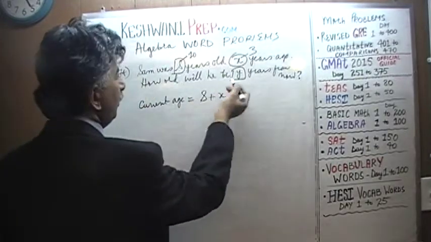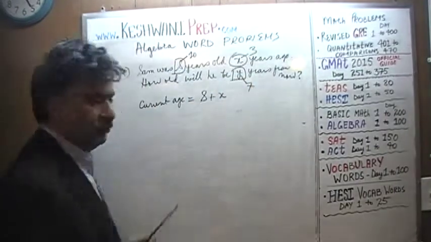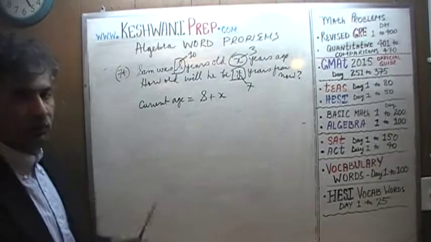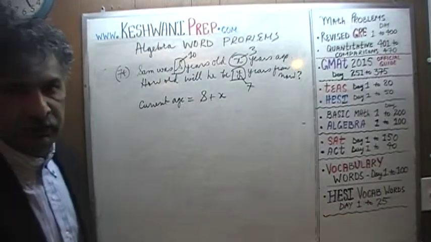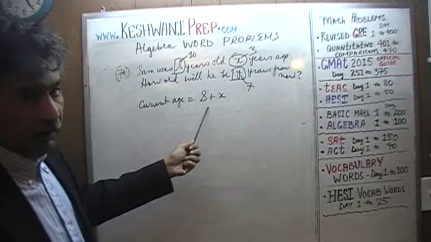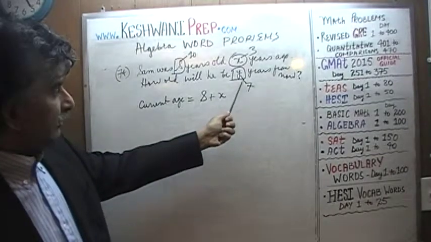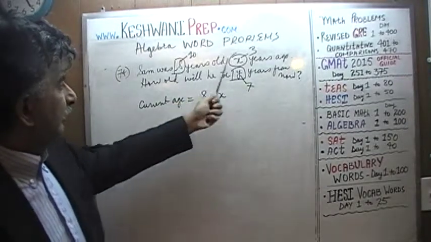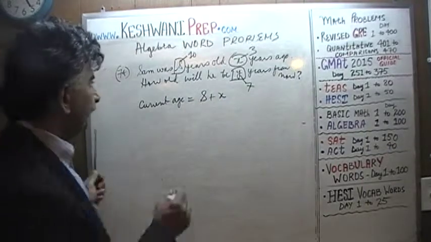Question is, how old will he be 7 years from now? Well, 7 years from now, he'll be 20 years old. How do we find 20 years? He's 13 years today, 7 years from now will be 20 years. We simply add the y to the sum of the s and the x. That's all.